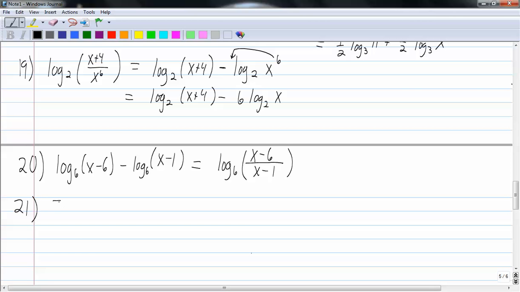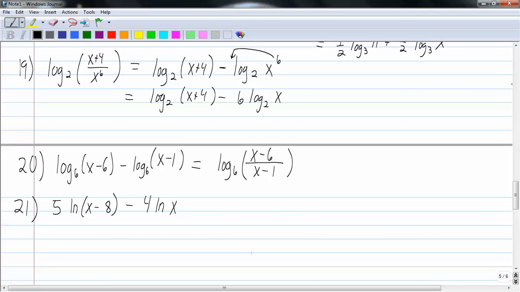All right, number 21: 5 times natural log of x minus 8 minus 4 times natural log of x. Now don't let it confuse you that you see natural log, because natural log has all the same properties as a regular log. Natural log is just a special kind of logarithm. Remember, it's log base e. And it's so important that it actually has a different name. It's natural log.